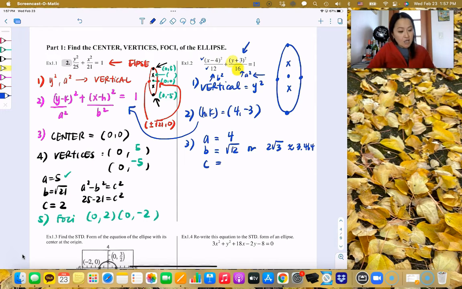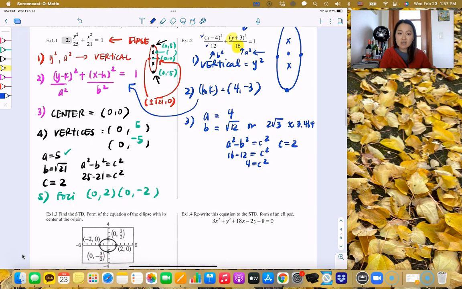And c is what? a squared minus b squared equals c squared. So we know it's 16 minus 12, which is c squared. 4 equals c squared, so c is 2. So I'm going to erase that and rewrite that. And I guess c is 2. Everyone okay with that so far? So we did our a, b, c's. That's our next step. Now go ahead and calculate everything, our vertices and our foci.